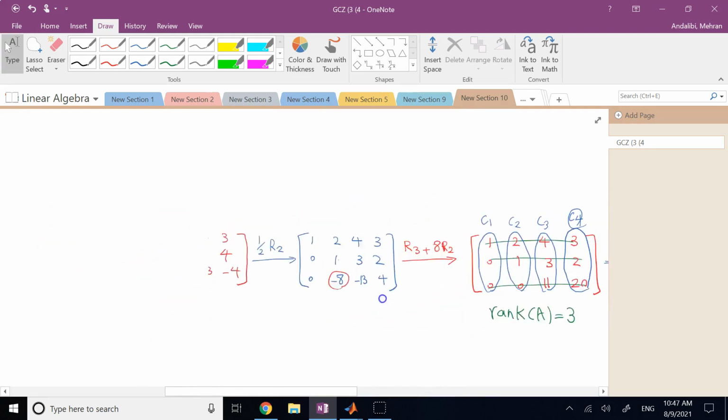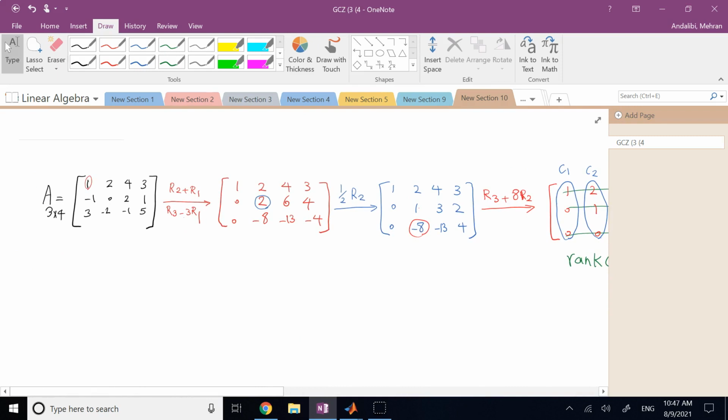So hopefully this example cleared up for you why the rank cannot exceed the minimum of the dimensions of the matrix and why the dimension of row space or the column space, in this case, both of them are equal to the rank. Good.